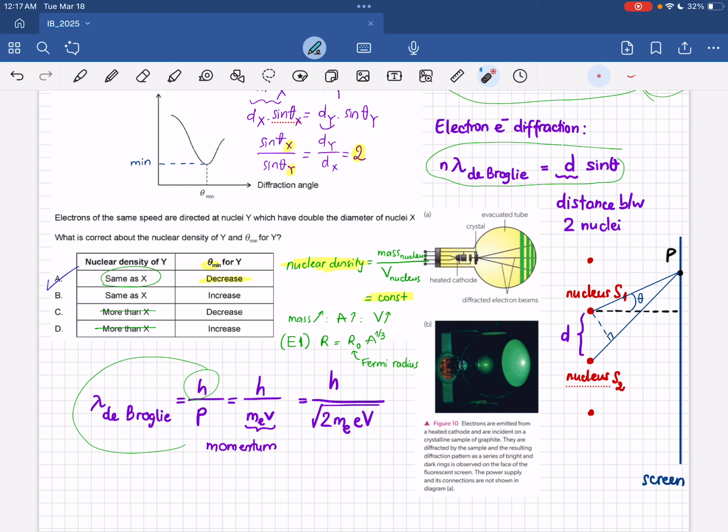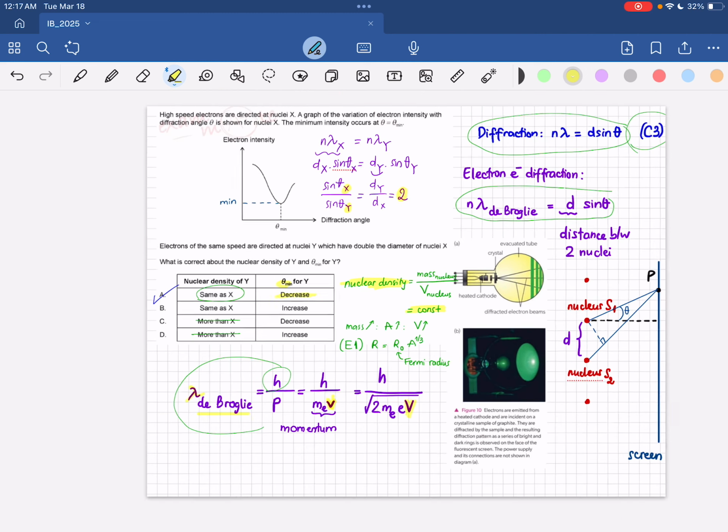And another point I want to emphasize here is that if we increase the voltage, then we get a faster electron, a higher speed. So by controlling the voltage, you can control the speed of the electron, and that means you can change the lambda here, the de Broglie wavelength of the electron.